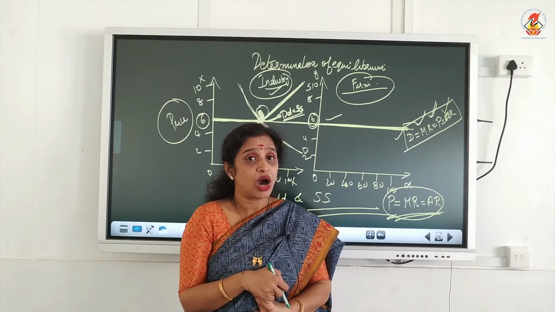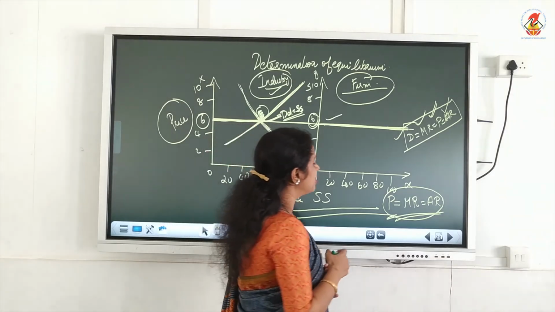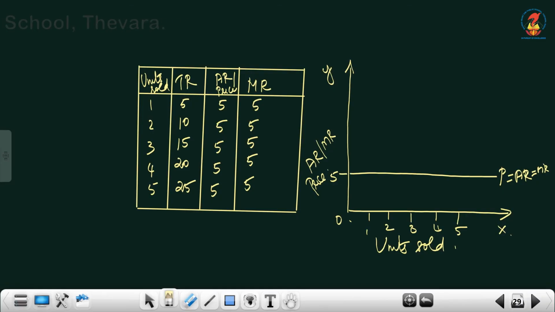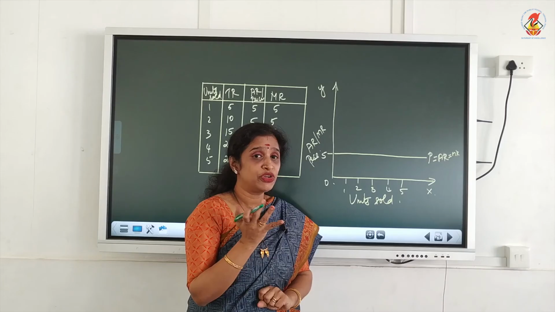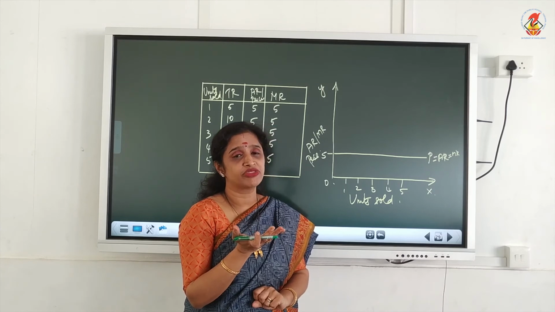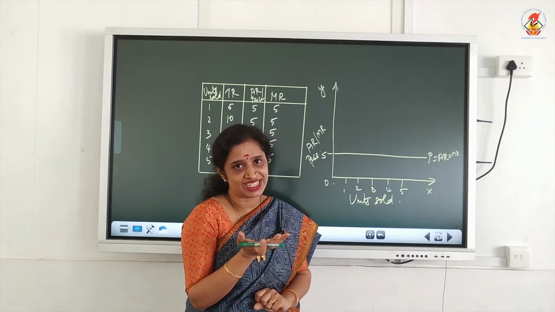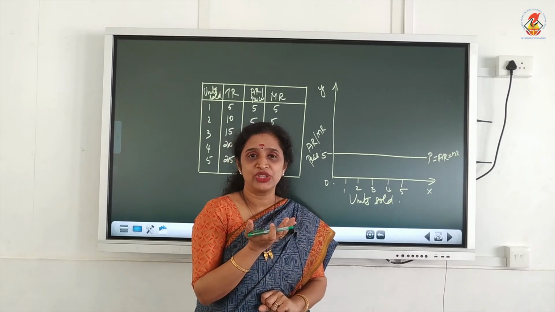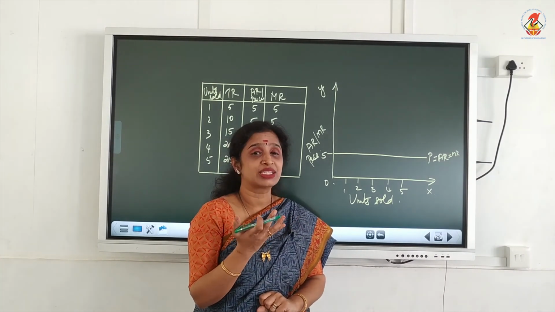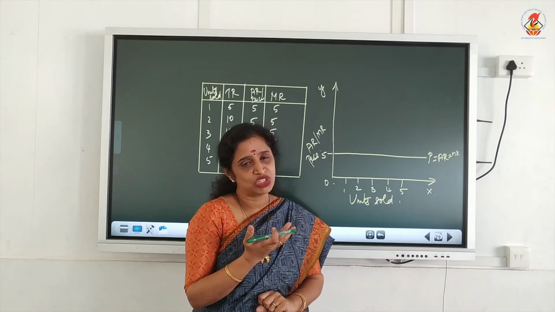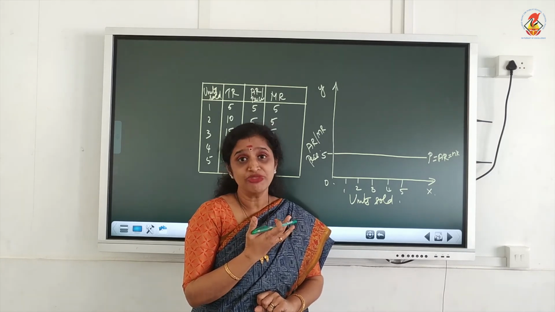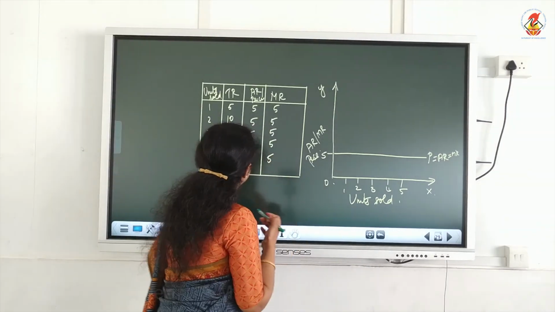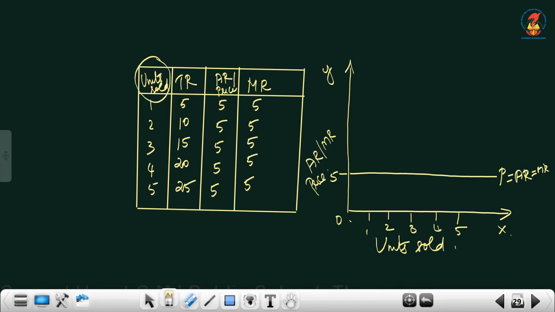Now, let us see how that happens with the help of a table. This is a table for you. You have learned about the total revenue. What is total revenue? The revenue which is obtained from the sale of the product, price into quantity, isn't it? Now, average revenue, you know what it is? TR by Q. And marginal revenue, you know, it is delta TR by delta Q, which we have learned in the concept of revenue. Now, see, I have given the units sold.